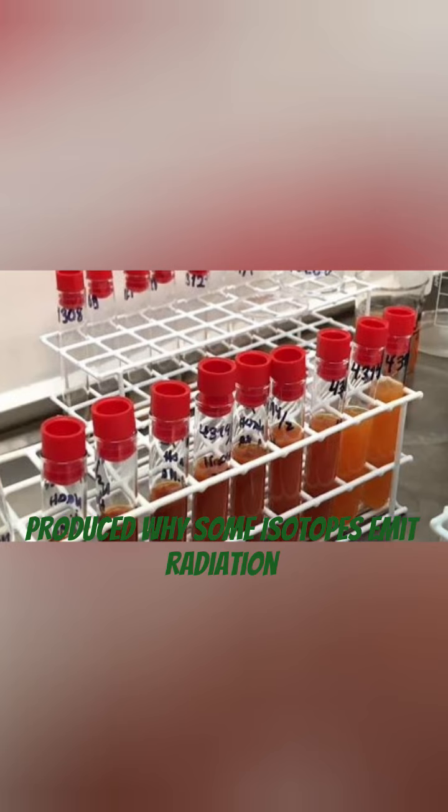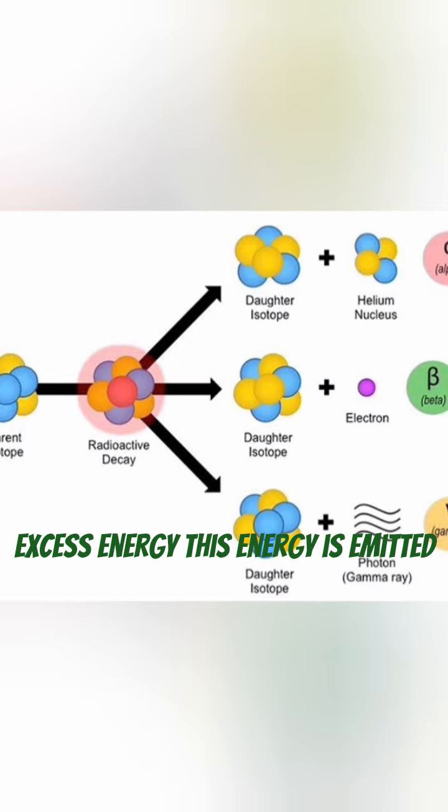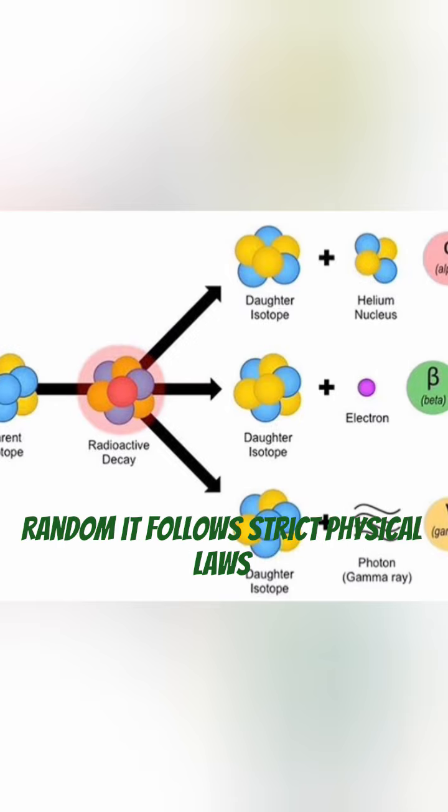Why some isotopes emit radiation. An unstable nucleus cannot remain unstable forever. To reach stability, it releases excess energy. This energy is emitted as alpha particles, beta particles, or gamma rays. This process is not random. It follows strict physical laws.